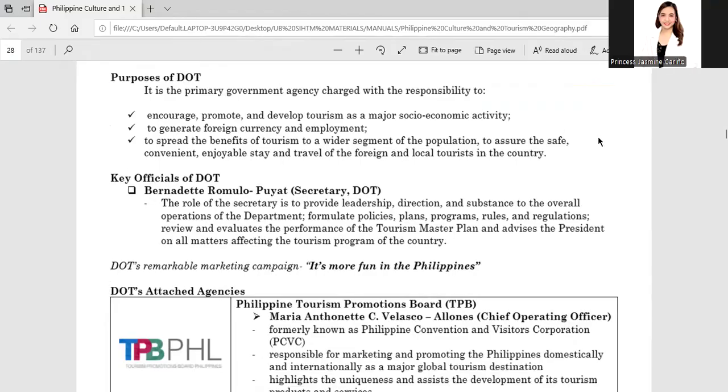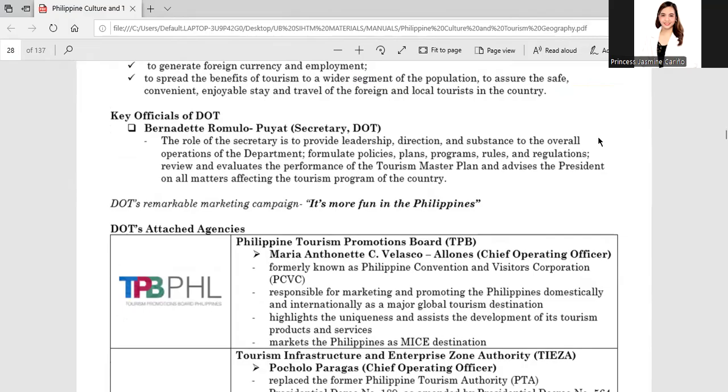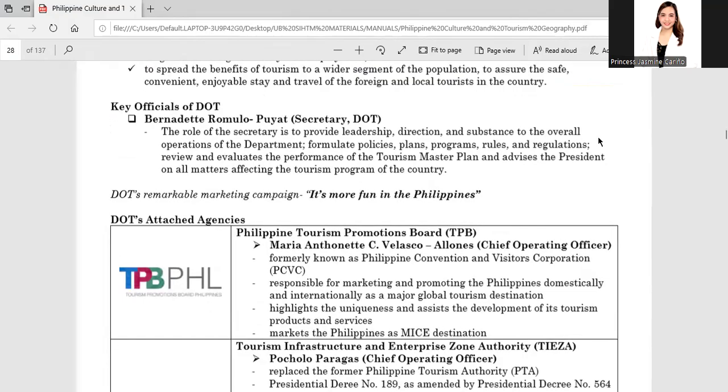All right. And here again, let's know about the key officials of DOT, especially their secretary. As tourism students or future tourism professionals, we should know her or the person behind that one, as they're the people that we need to reach out to in order to ask for reports about our tourism plans, right?